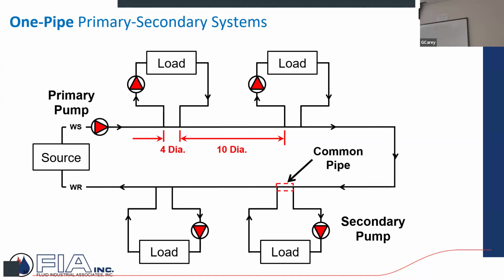3 times 60 minutes in an hour. Yes. 500 or 499.8, whatever. So this is just a quick example of what they would refer to as a one pipe primary secondary.